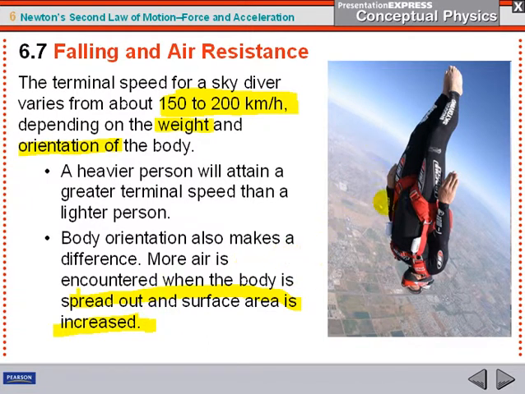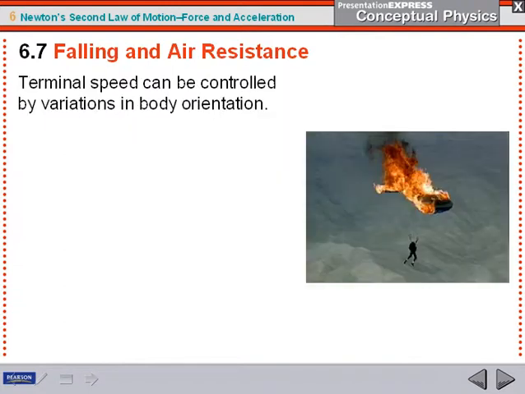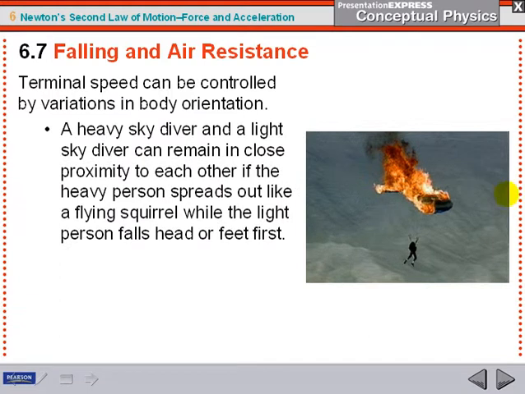This guy right here is trying to make himself very streamlined, so his terminal speed is going to be vastly increased. Here's a squirrel who's trying to increase his air resistance by spreading himself out, by changing his body orientation so that he has a large frontal area, and this is going to slow down his speed of fall. So terminal speed can be controlled by variations in body orientation.